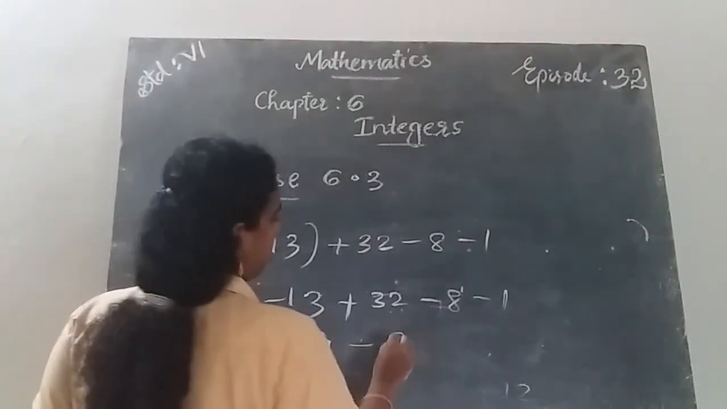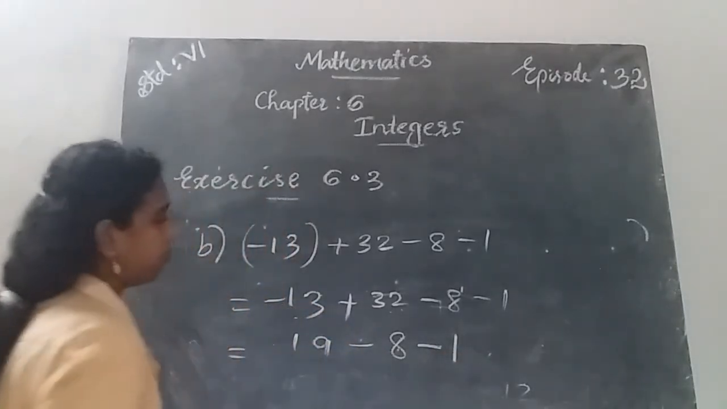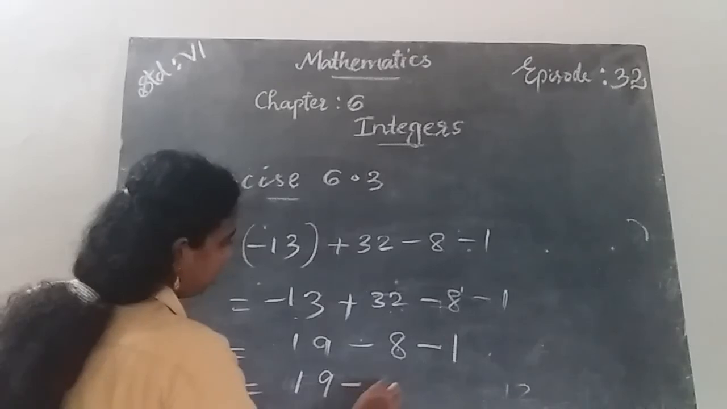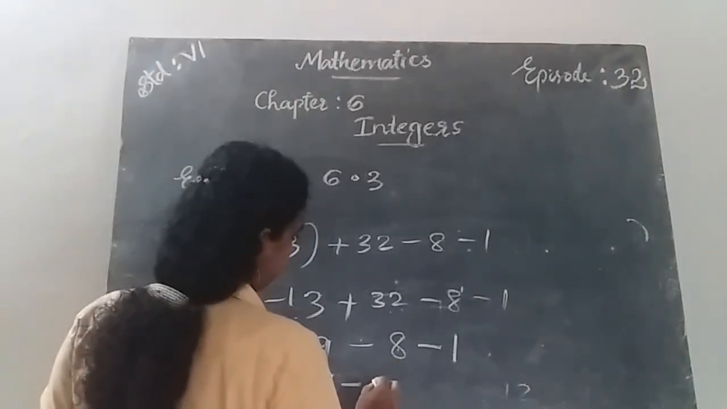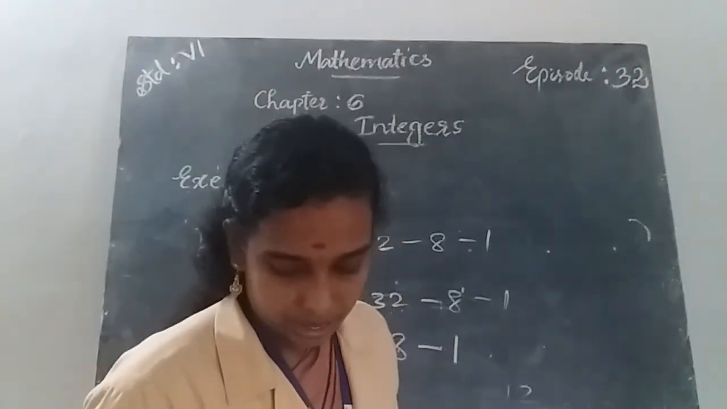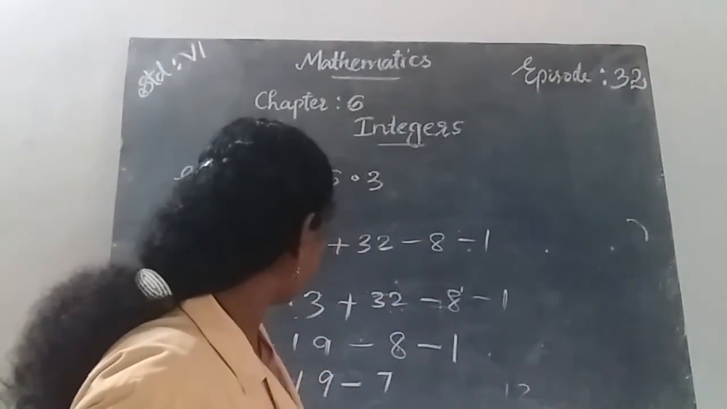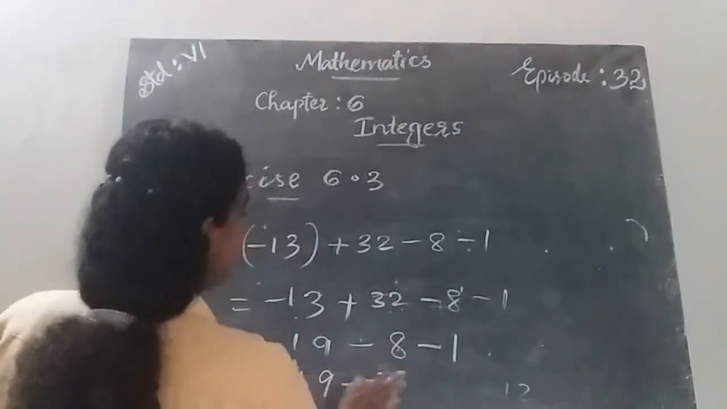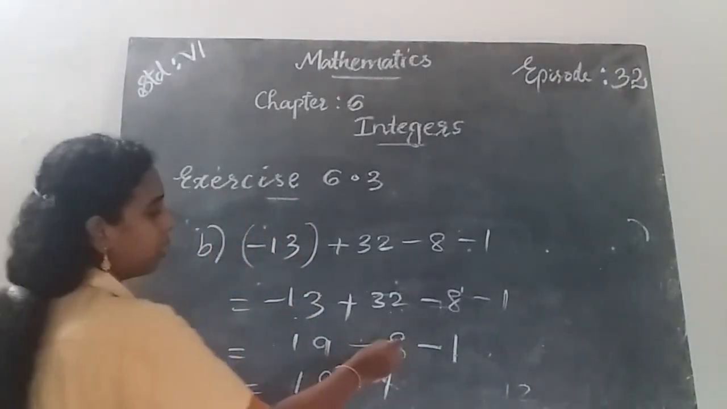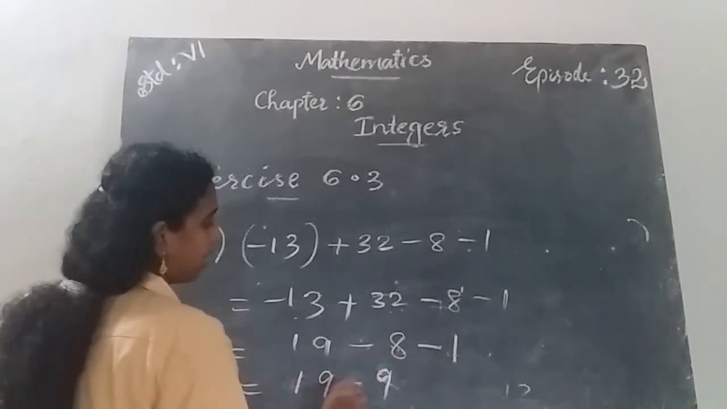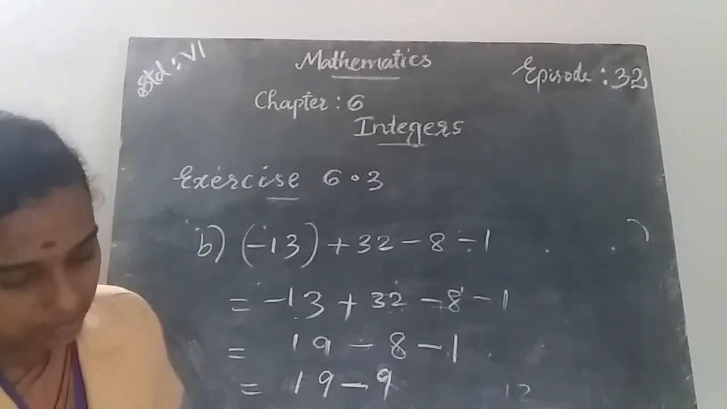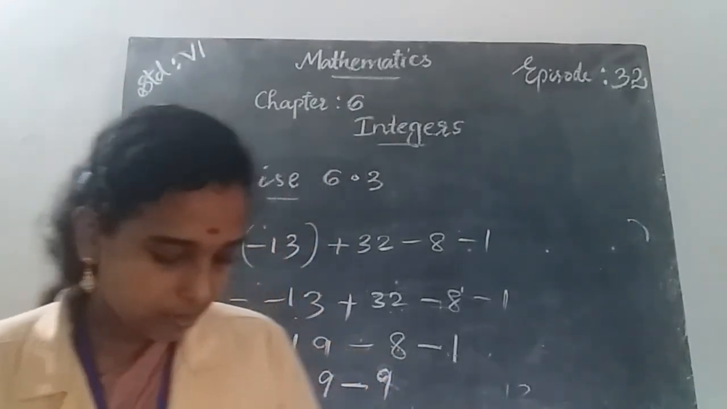Then it's negative 8 minus 1. And here negative 8 minus 1, 8 plus 1 we get 9, and put the sign of negative, then we get the answer negative 9. Okay. So like this, C and D are your homework.